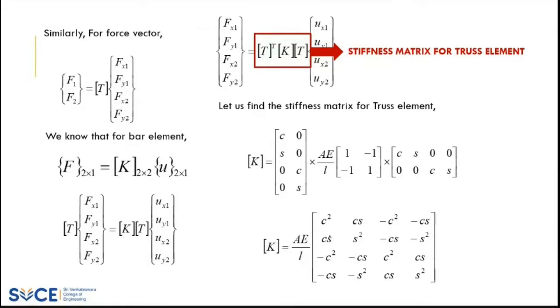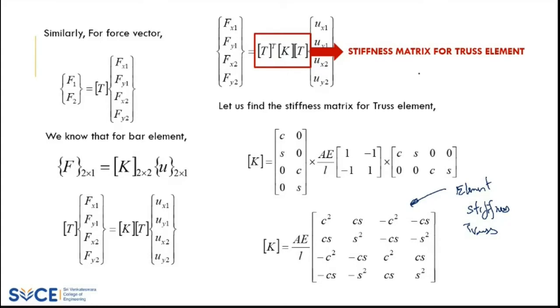AE by L [C square, CS, -C square, -CS; CS, S square, ...]. So this is the formula, the element stiffness matrix for truss. Don't get confused, there are lots of terms like this.